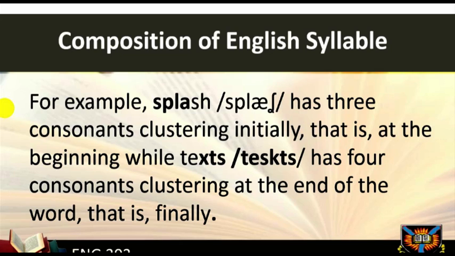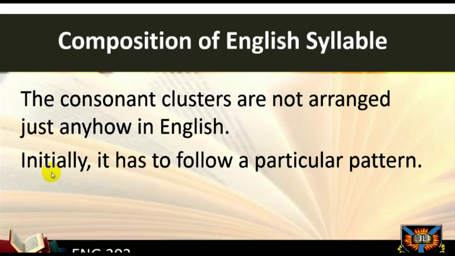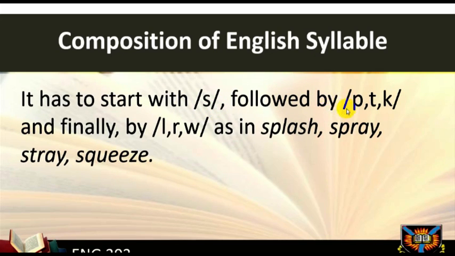In English words, up to 3 consonants can cluster at the beginning of a word and up to 4 at the end. For example, splash has 3 consonants clustering initially, that is at the beginning, while text has 4 consonants clustering at the end of the word, that is finally. The consonant clusters are not arranged just anyhow in English. Initially, it has to follow a particular pattern. It has to start with S, followed by P, T, K, and finally by L, R, W, such as in splash, spray, stray, squeeze.